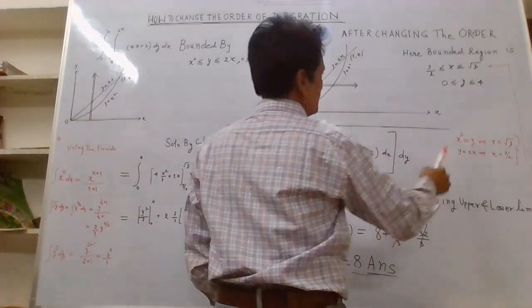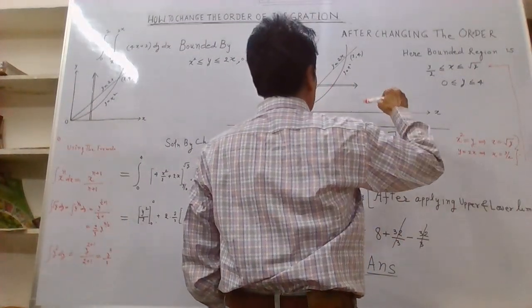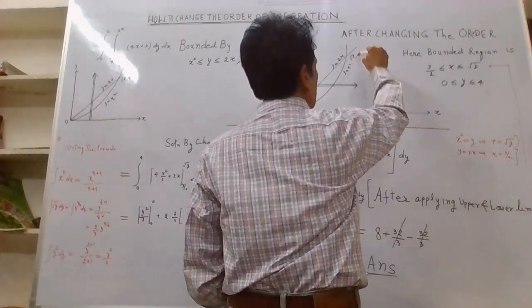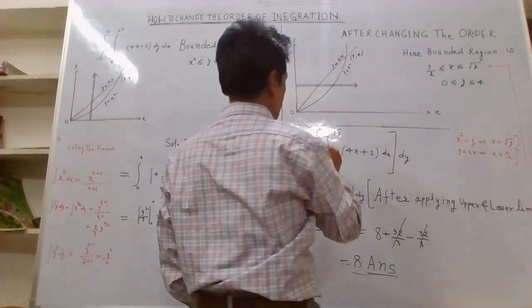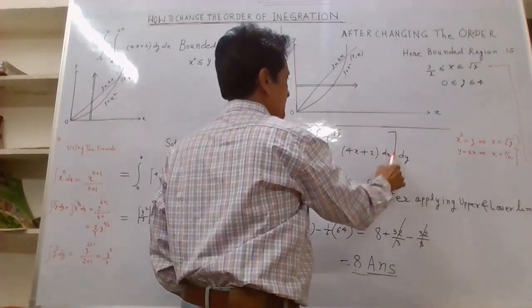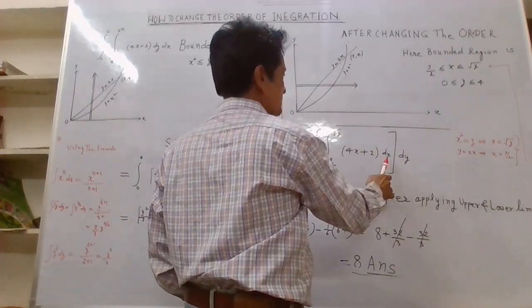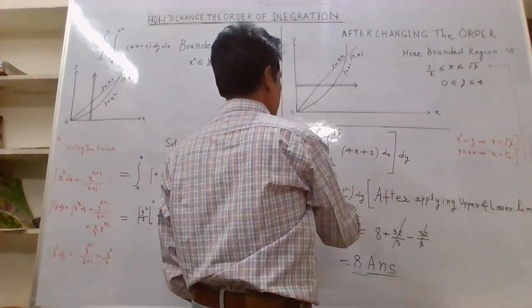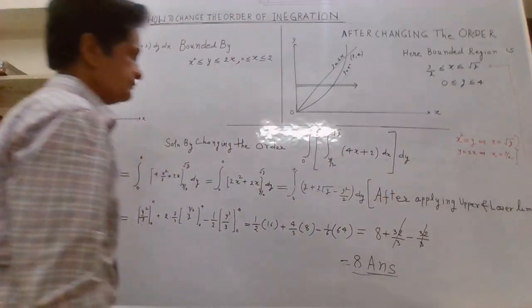Now the strip is parallel to the x-axis, therefore the limit of y is from 0 to 4, because the y coordinate is 4 here, so 0 to 4. So now we shall integrate this. The integrand remains the same, only the limits change, because we integrate first with respect to x and then with respect to y.